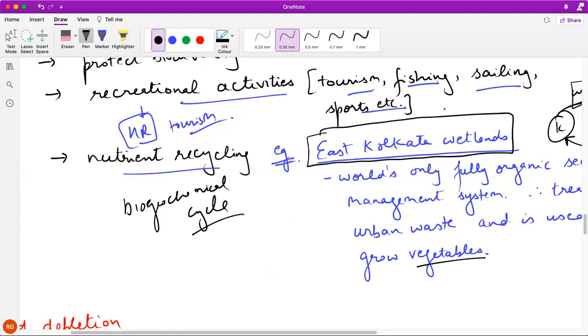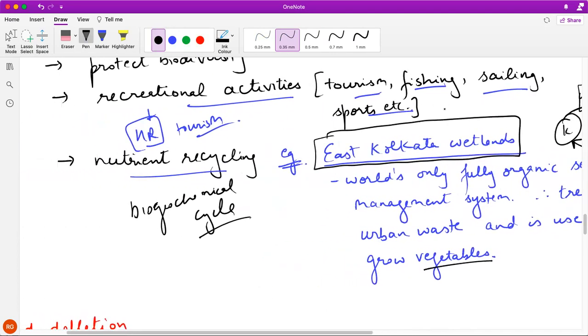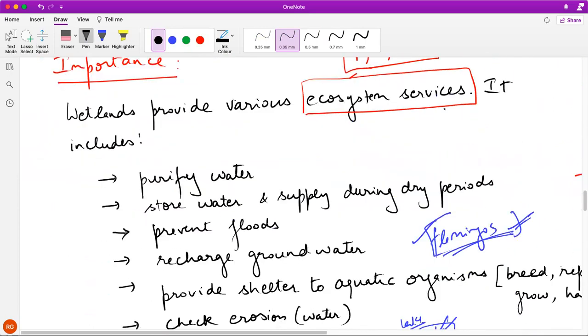So you can use this example in case of circular economy also, and also in solid waste management. That is a topic of environment. Over there also you can use this example. Okay, we need to explore such wetlands in our cities, to manage our solid waste. I hope the importance is clear.